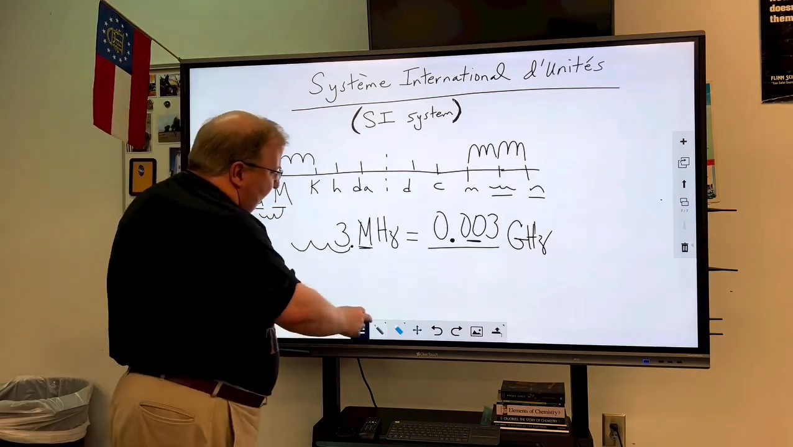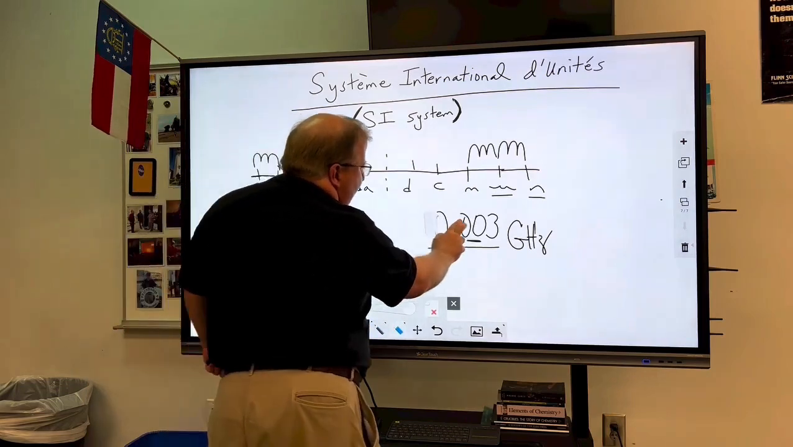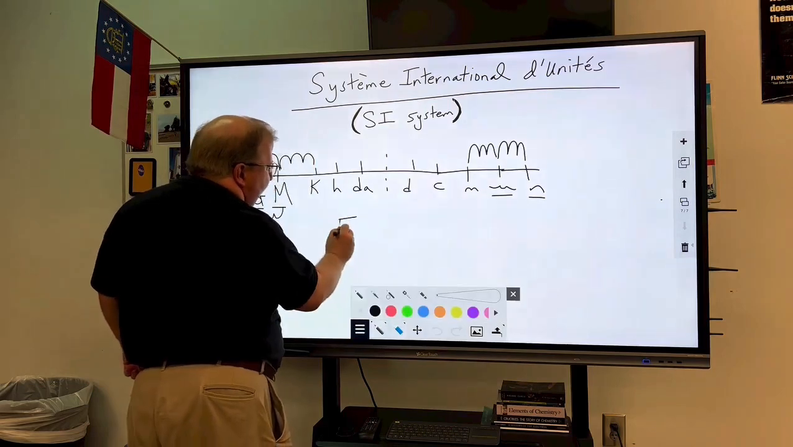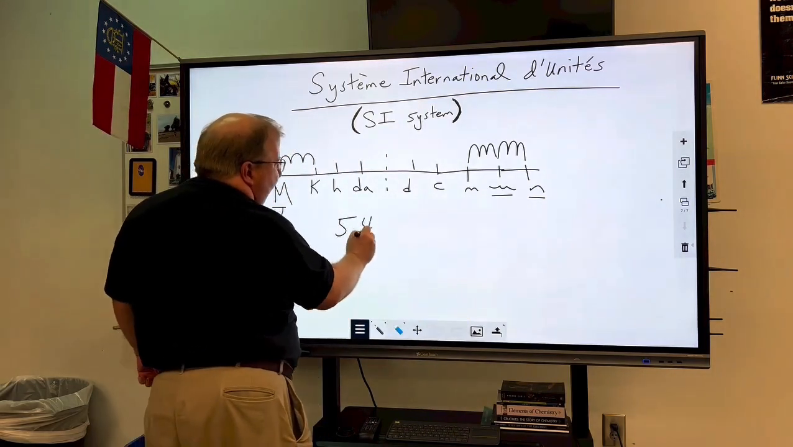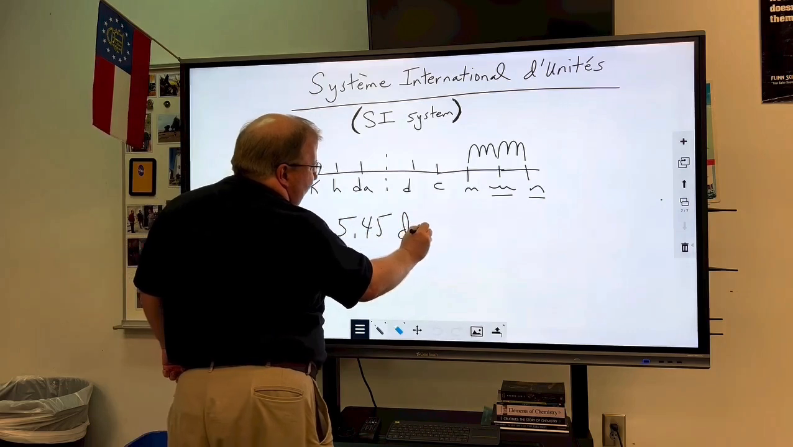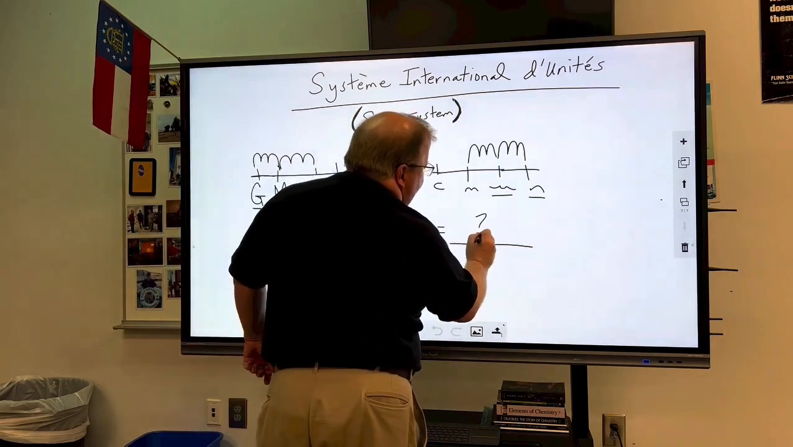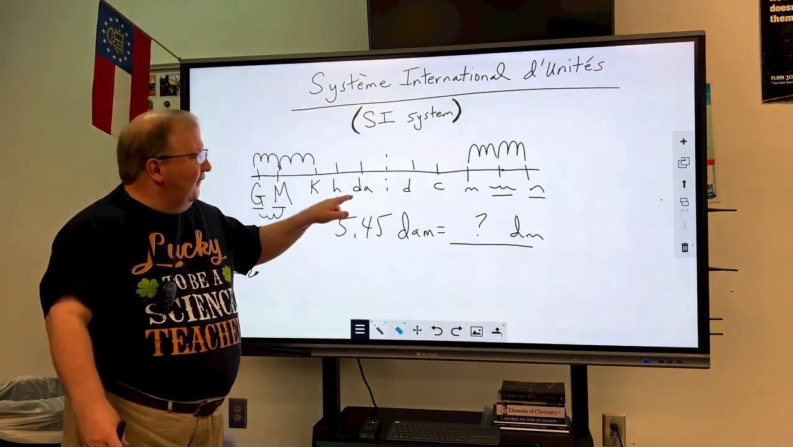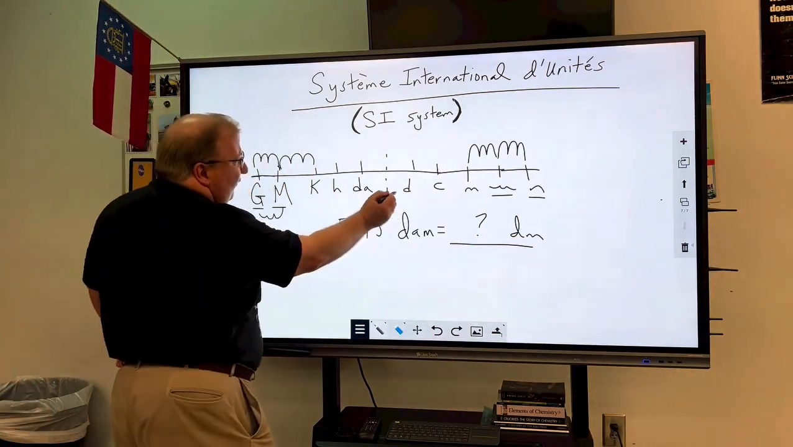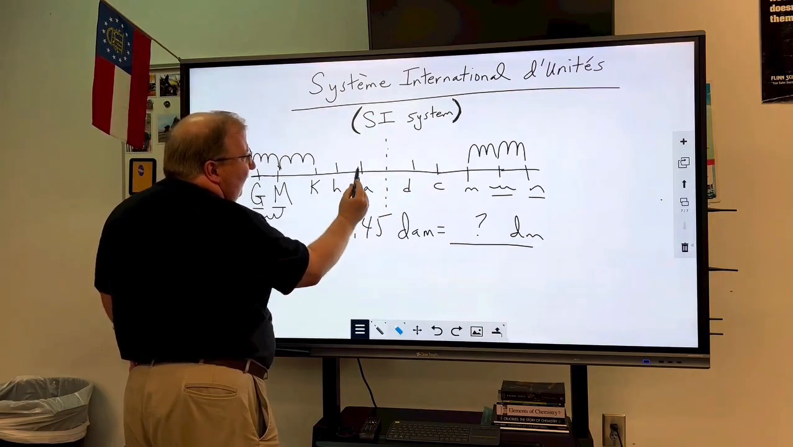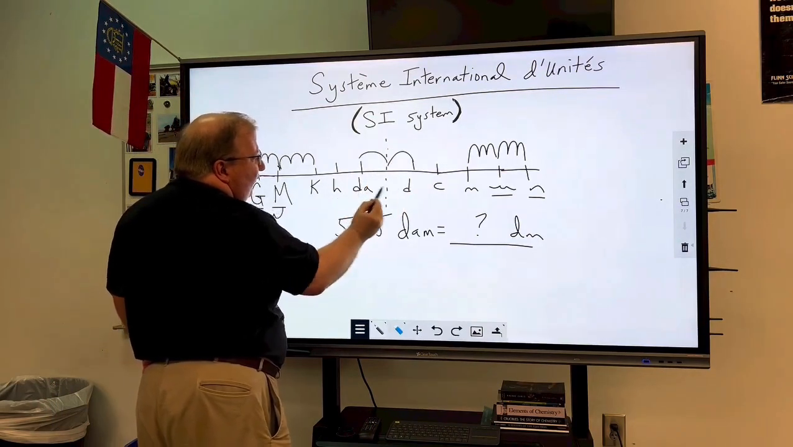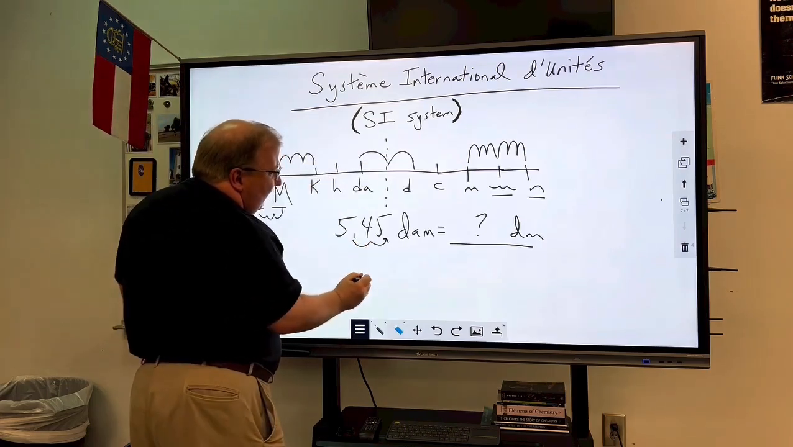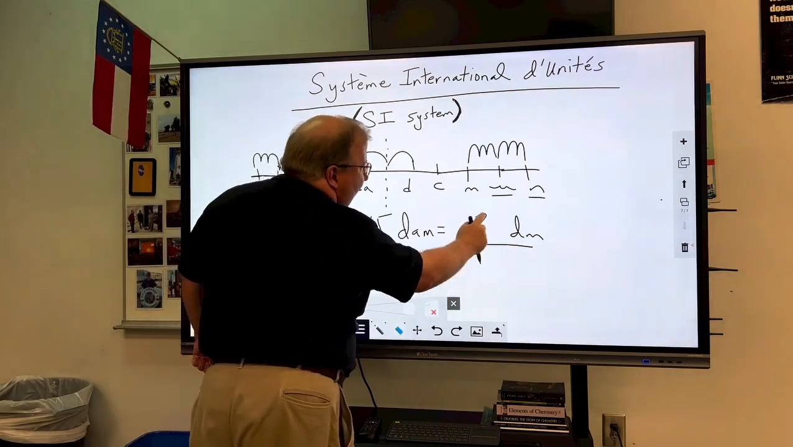Let's say you want to go the other way. Let's say that we have 5.45 decameters, and I want to know how many decimeters that would be. Deca's here, and then deci is here, but don't forget the baseline in the middle. So I have to move the decimal 1, 2 to the right. So if I move it 2 places to the right, I get 545.